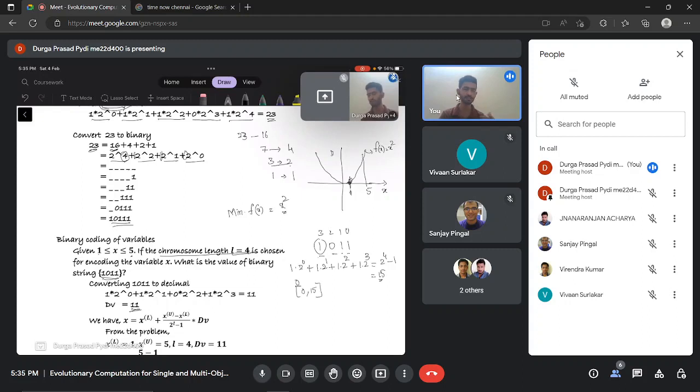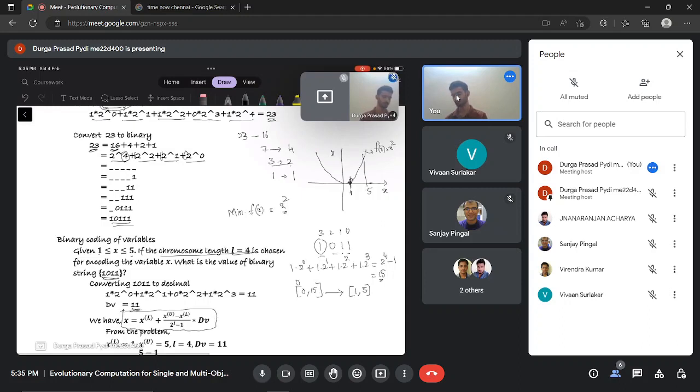Now what we are essentially trying to do is we are using a string which can map between 0 to 15, and somehow this has to map between 1 and 5. So we need to convert from 0–15 to 1–5. And this formula is essentially that.